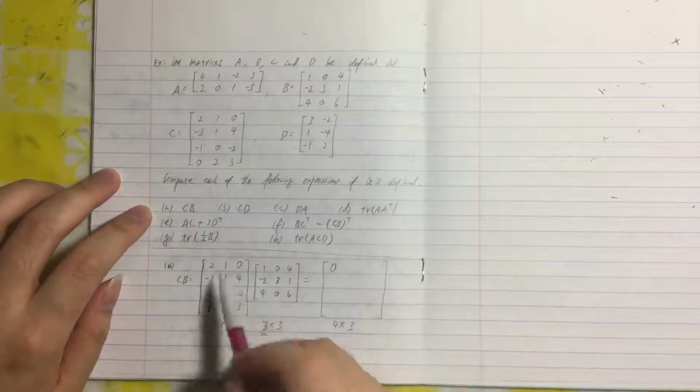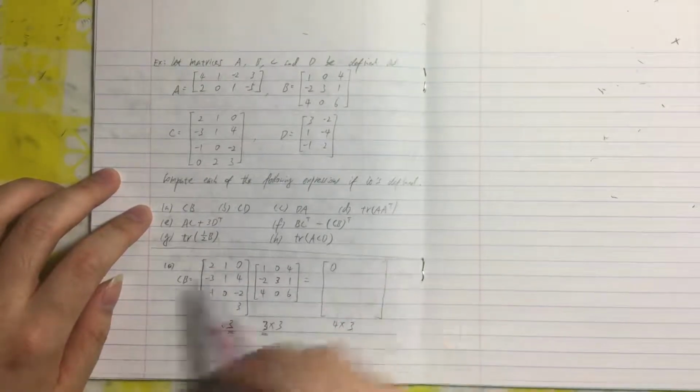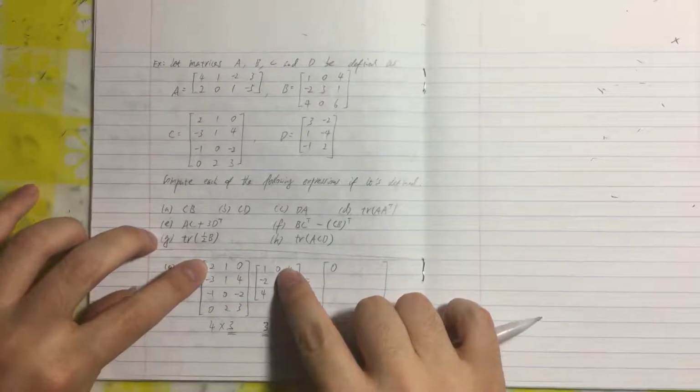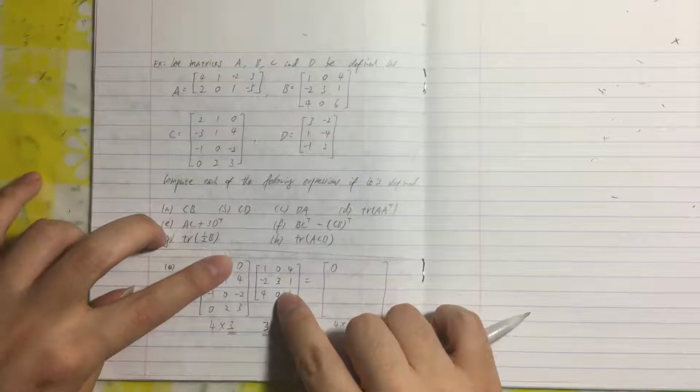Second entry here, using the first row times the second column. We use row times column when we multiply matrices. First row times second column: 2 times 0 is 0, 1 times 3 is 3, 0 times 0 is 0. So altogether, I get 3.